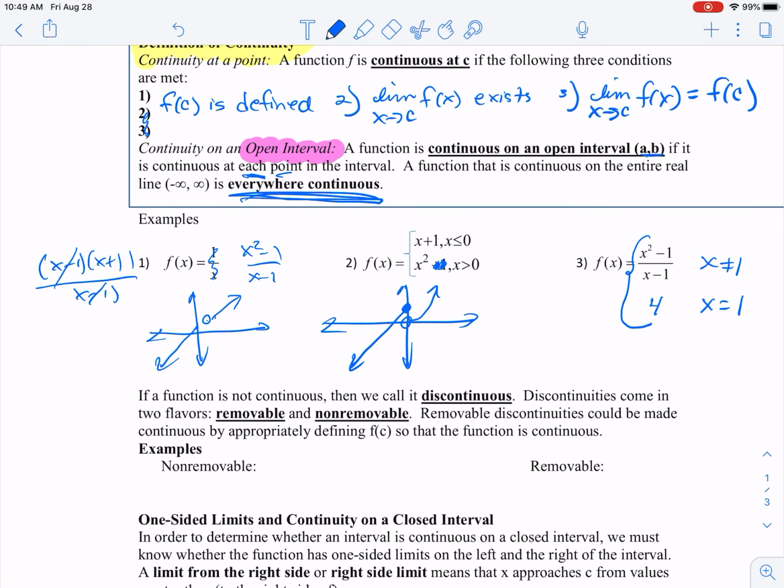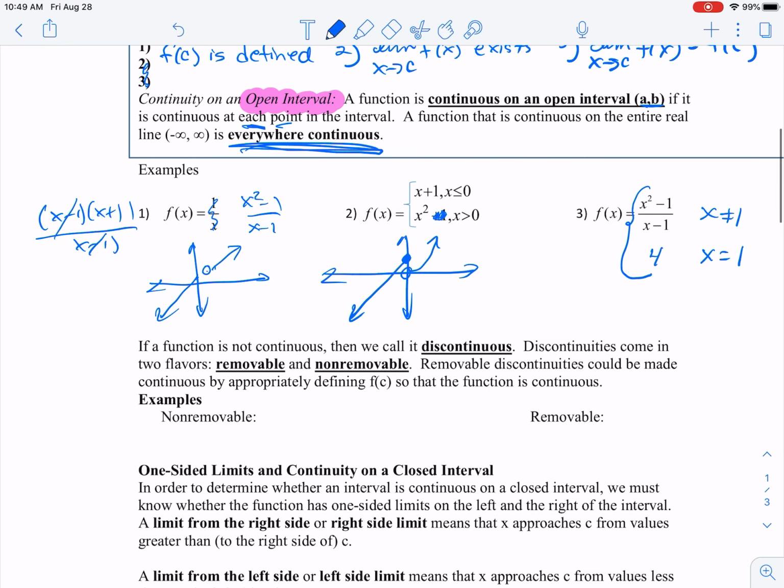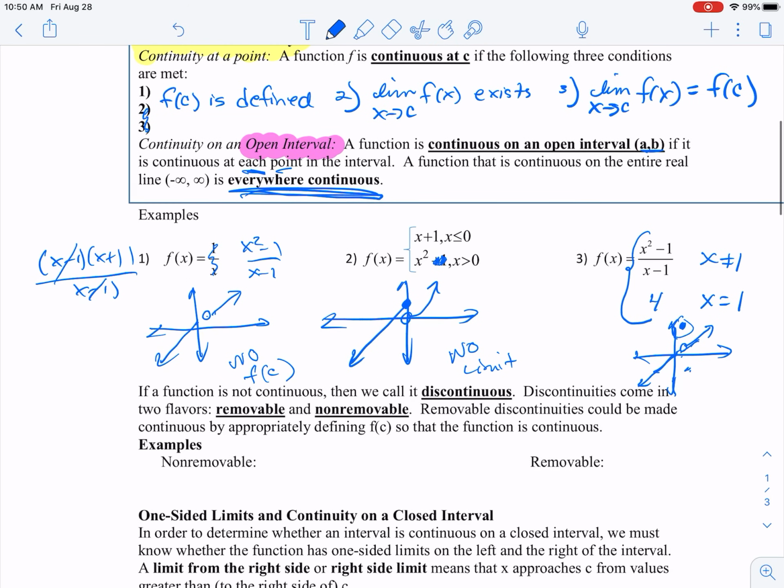The limit doesn't exist in the first place. The limit can't equal a value if you have no limit, okay? So this is no limit, no limit, no f of c. And this one is the same as the first problem, only I redefined the function. So it comes up here and has a hole, but I defined it to equal 4. So now the limit exists. The limit here is, you got a limit, but here's the f of c value, and they're not equal.